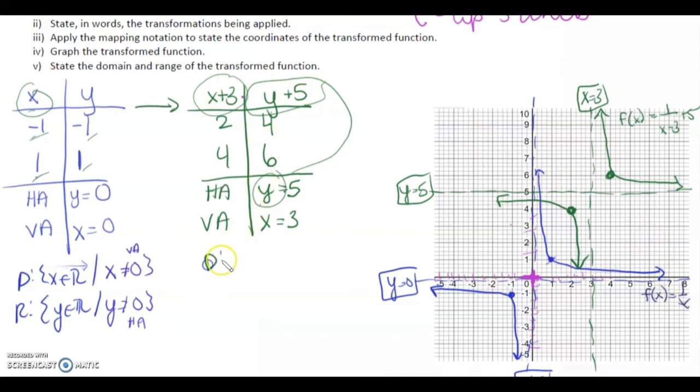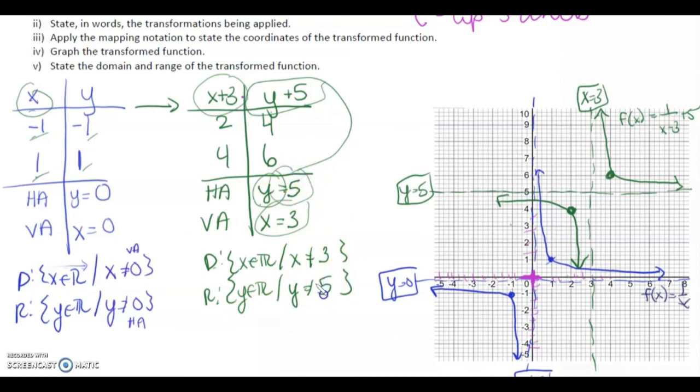Okay. We can set up the domain and the range the same way. x is an element of the reals such that x does not equal a number. And we can set up the range the same way, y is an element of the reals such that y does not equal a number. And the domain can't equal the vertical asymptote, so the domain can't equal 3. The range can't equal the horizontal asymptote, so the range cannot equal 5.